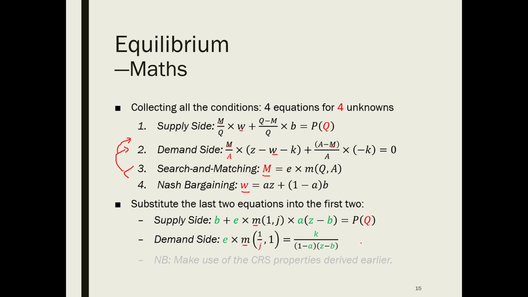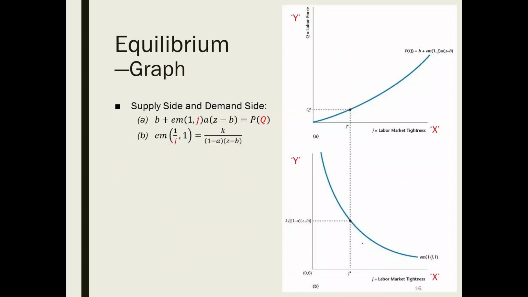The two condensed functions can be drawn in graphs to illustrate the equilibrium and changes of the equilibrium. We show the first equation, the supply side, on the top, and the second equation, the demand side, on the bottom. In both graphs, the horizontal axes are job tightness, J, which is defined as A over Q, or vacancies per capita. To see why the two functions look like the two curves, we need to use some knowledge of functions.